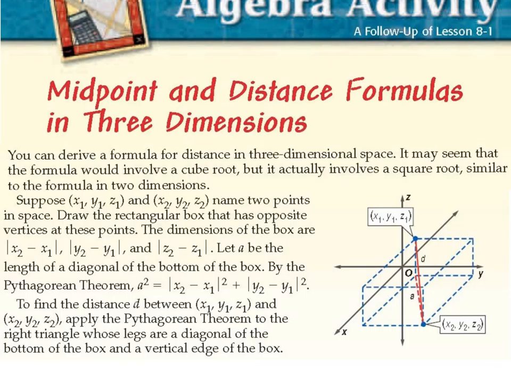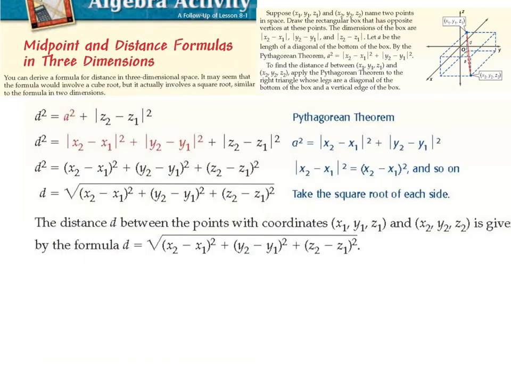A squared equals the absolute value of x sub 2 minus x sub 1 squared plus the absolute value of y sub 2 minus y sub 1 squared. To find the distance d between x sub 1, y sub 1, z sub 1, and x sub 2, y sub 2, z sub 2, apply the Pythagorean theorem to the triangle whose legs are the diagonal of the bottom of the box and a vertical edge of the box.